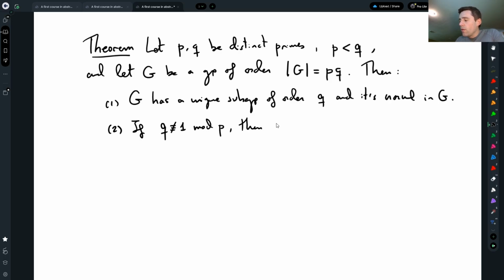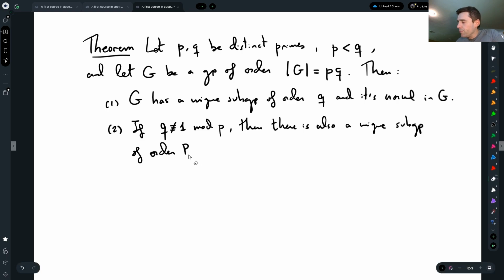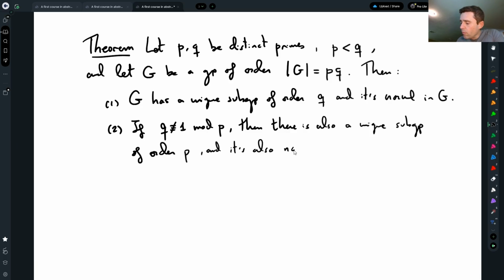And two, if Q is not congruent to 1 modulo P, then there is also a unique subgroup of order P, of order little p, and it is also normal. And more importantly, G is cyclic and isomorphic to Z modulo PQ Z.